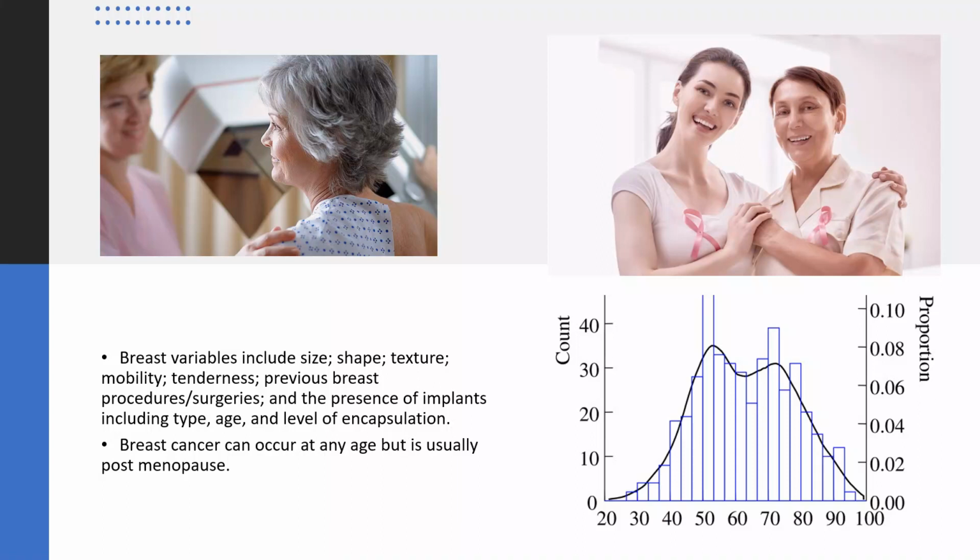Also, a woman's breasts or a patient's breasts change during their entire lifetime, from birth until death. Usually, we're looking for breast cancer and other pathologies. Breast cancer can occur at any age, but is usually postmenopausal. The postmenopausal woman usually has fatty breasts as opposed to dense breasts that the patient would have in their youth.